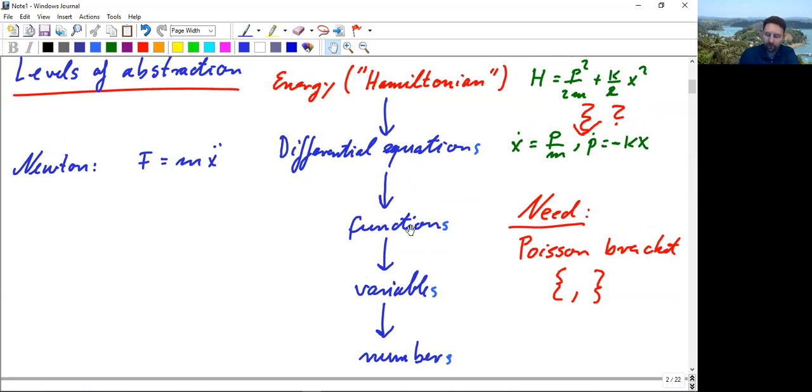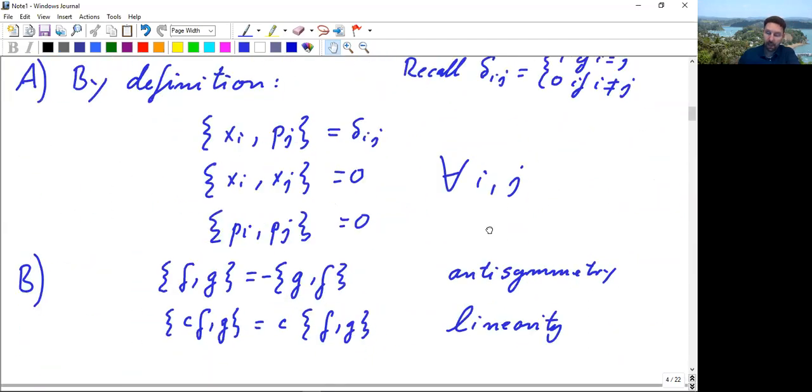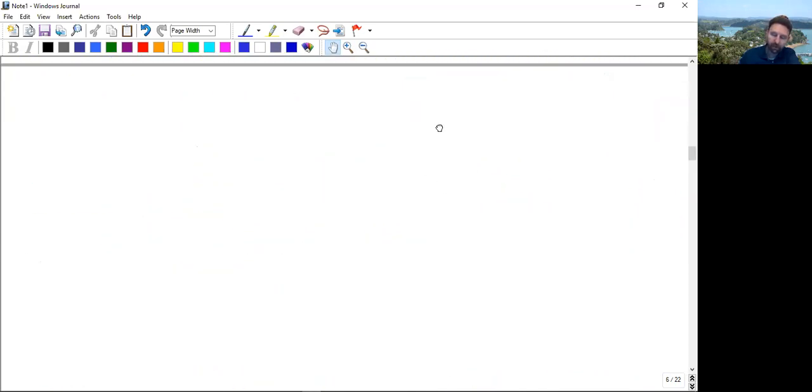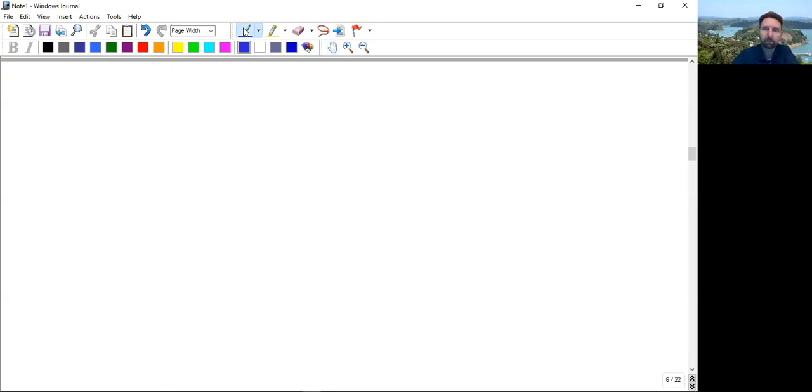And from there we know how to solve differential equations to get functions, which we can solve for variables, and then eventually get numbers. So you may ask, how do you get from the Hamiltonian to the differential equations? And I will give you here a brief preview of this.